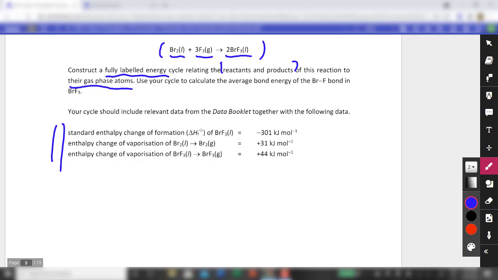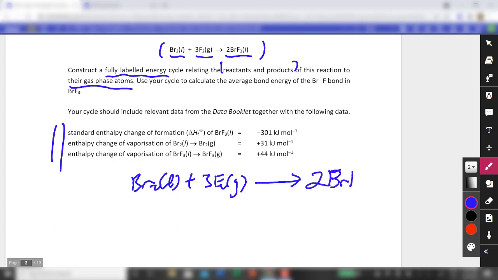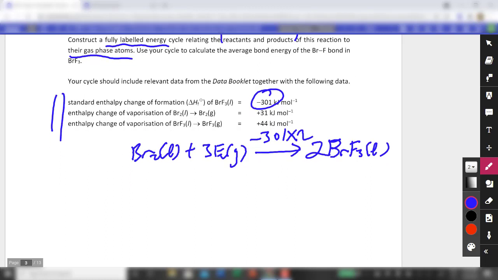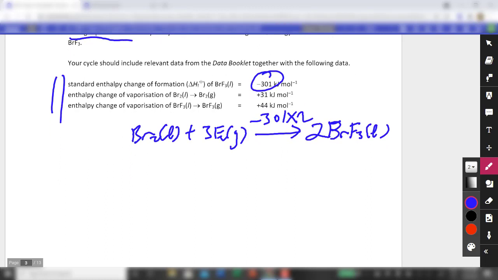Okay, so with that, I'm just going to copy the equation over. So just Br2 liquid plus 3F2 gas, and then I'm going to end up with 2 moles of BrF3. Okay, and of course, this actually defines the enthalpy change of formation of 2 moles of BrF3, so I need to multiply 301 by 2. Okay, so we get the first piece of data here, and then after that, we're just going to complete the cycle.